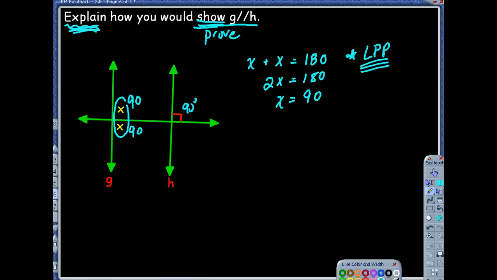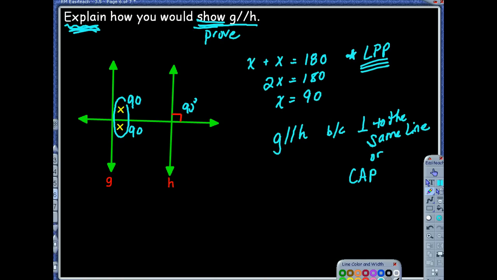Okay. So have I shown it yet? Well, I haven't really stated it, but yes, G and H are parallel. And why are they going to be parallel? Because, and I could use a few different reasons, I could say that if I know that both of those X's are 90, I know that they're perpendicular. So I could say perpendicular to the same line. I could use the fact that I've got some corresponding angles that are congruent, so CAP converse. But using one of those reasons to really state that, because I know that I have those pieces that are either perpendicular or congruent, however I want to look at it, I know that those lines have to be parallel. Good.